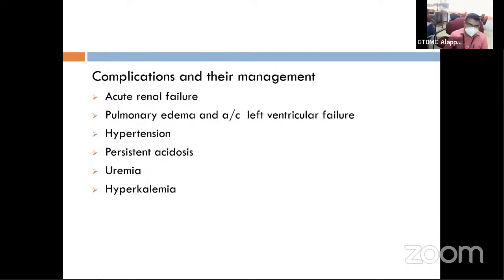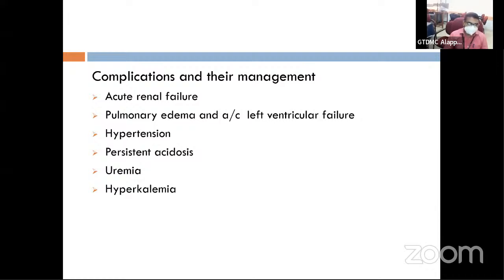Then about the complications and their management. What are the complications and how will you manage them? One of the common complications is acute renal failure. It can present as AKI. AKI is usually managed with fluid restriction and repeated doses of diuretics. Fluid restriction is previous day's urine output plus insensible loss, and repeated doses of diuretics.